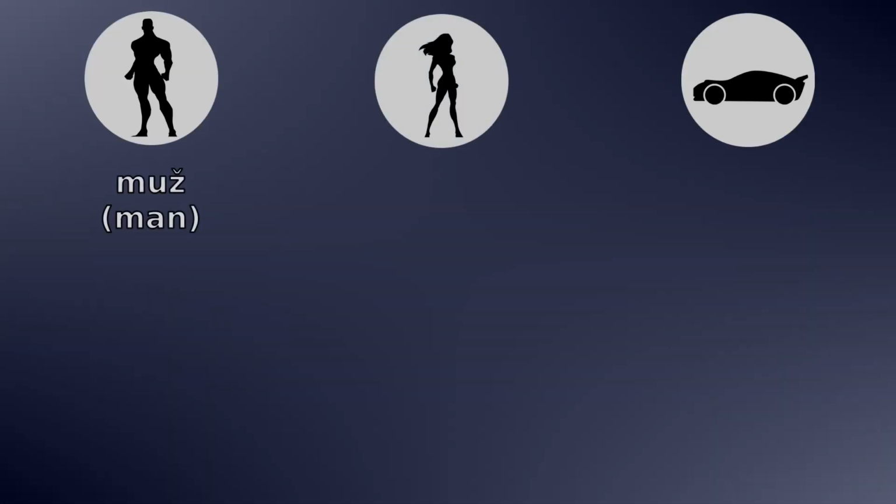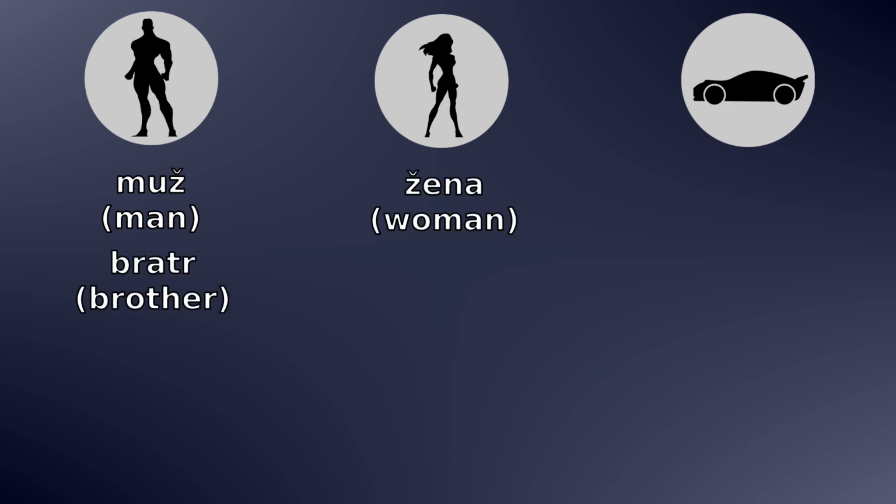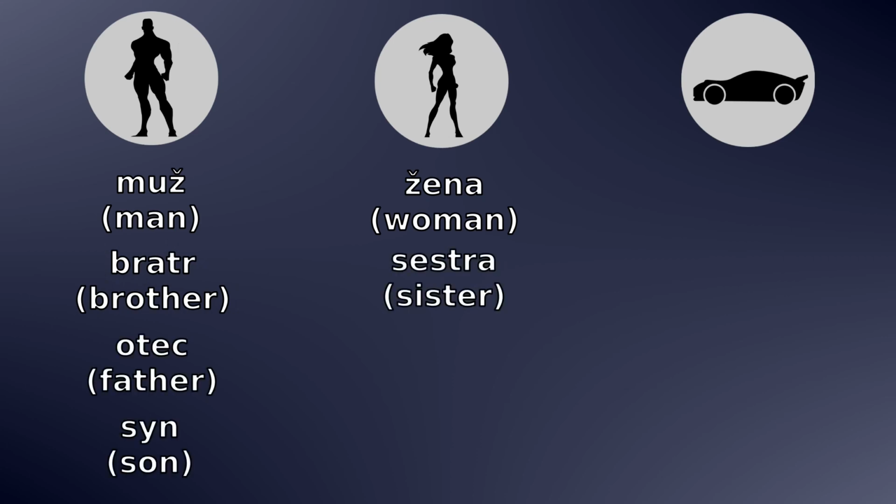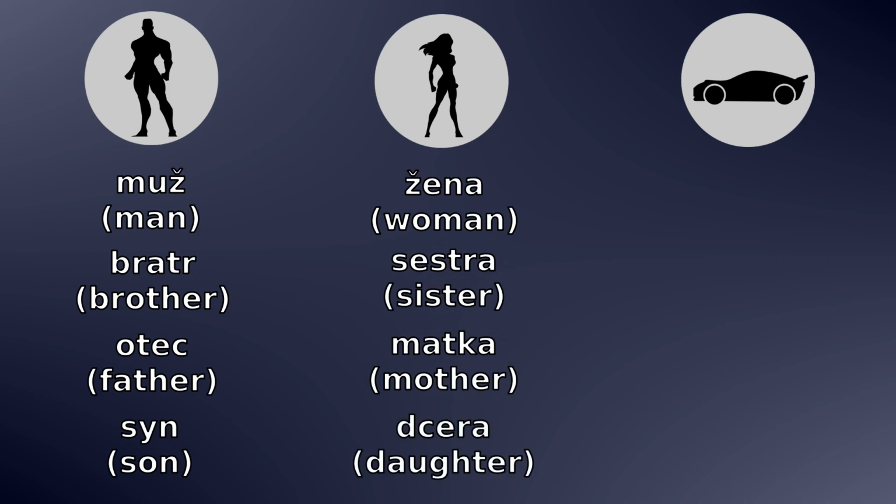With human animate nouns, it's quite logical. So for example, a man, muž, is he, so you would say ten muž. A woman is she, obviously, so you would say ta žena. Similarly, you'd say ten bratr, otec, syn, ta sestra, matka, dcera, and so on. So basically, if you know what the word means, you know the gender.